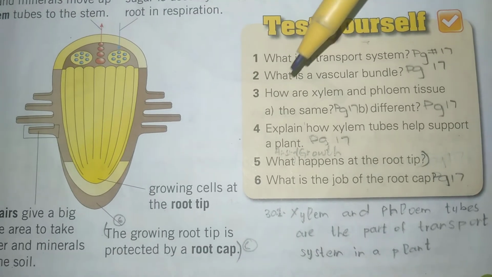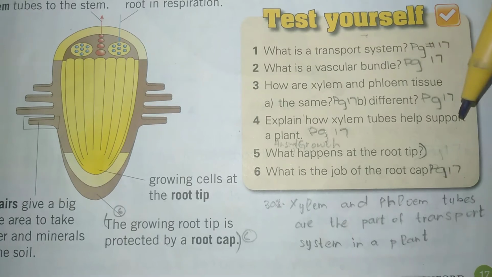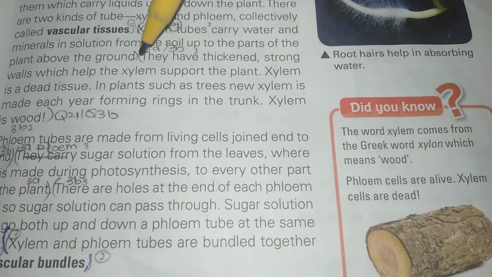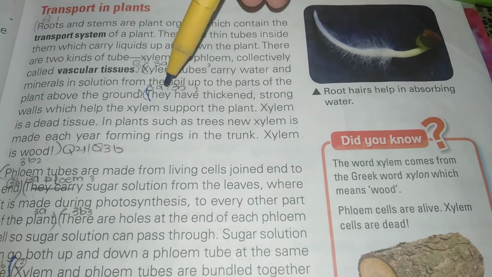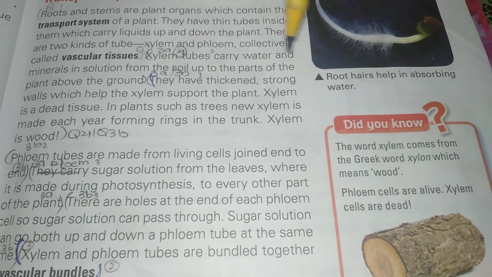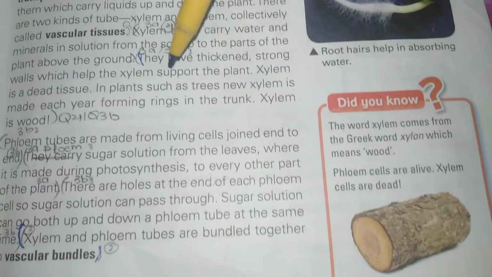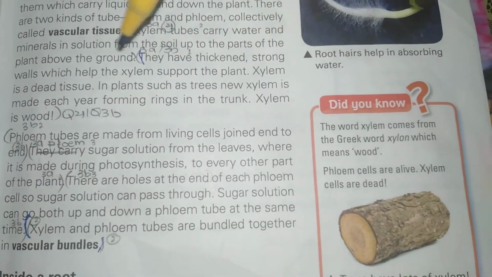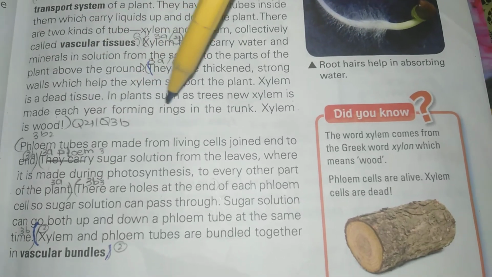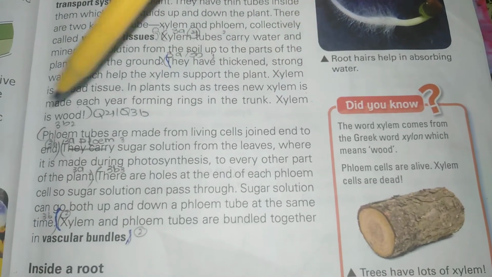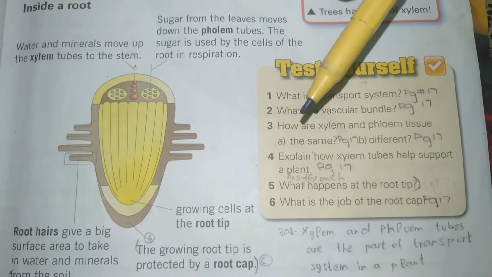Question number 4. Explain how xylem tubes help support a plant. The answer will start from this line. Instead of this, you have to write, xylem has thickened strong walls which help the xylem support the plant. Xylem is a dead tissue in plants such as trees. New xylem is made each year, forming rings in the trunk. Xylem is wood.